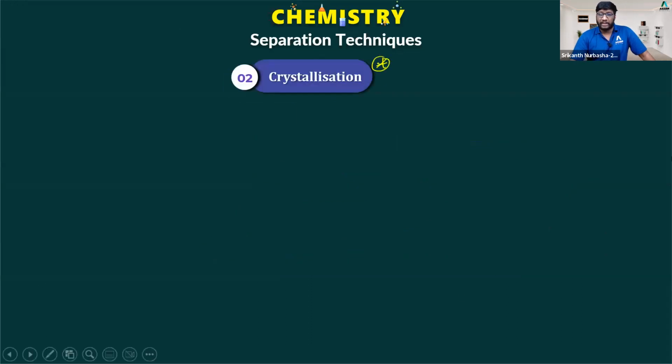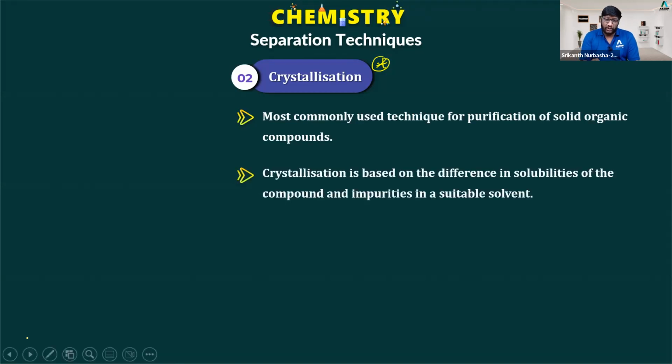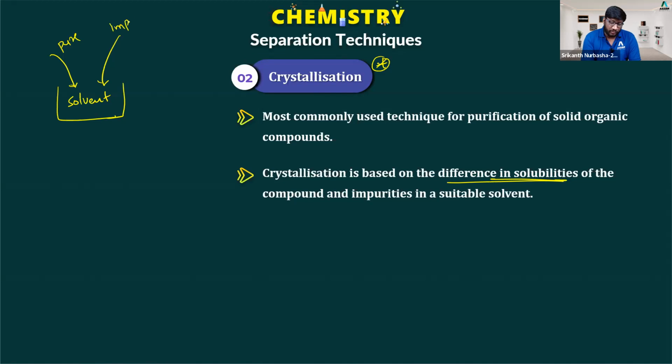Crystallization, based on which you can understand what techniques involve crystallization. Crystallization is the most commonly used technique for purification of organic compounds. Crystallization is based on the difference in solubilities of the compound and impurities in a suitable solvent. The simple logic is, we have taken a particular solvent. In that particular solvent, you are doing a reaction where the pure compound and impurities are both present.